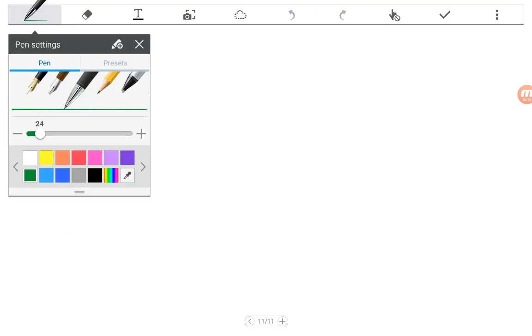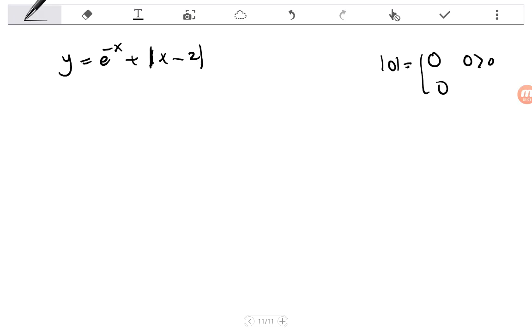Let's check this. Consider y equal to -x plus absolute x minus 2. Now this function has an absolute value. How would I describe it? I would just write it. Do you remember how to write an absolute value? Absolute something is the positive of that when that is positive, or the negative of that when that is negative.